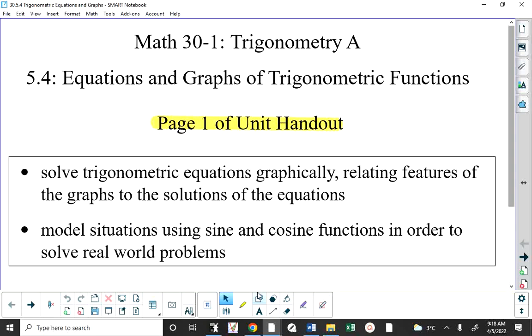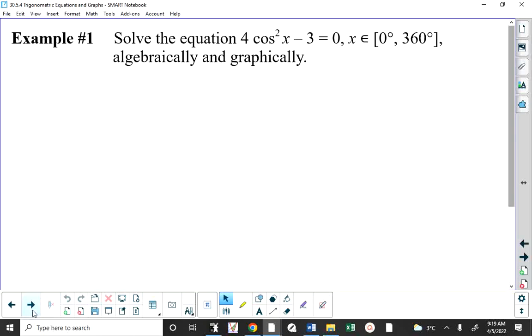Today what we're going to do is finish off chapter 5 by connecting equations of trigonometric expressions to graphs of trigonometric functions. So we're going to be looking at solving trigonometric equations graphically, and then we're also going to be applying sine and cosine functions to real-world applications. So to begin with, we're going to do a bit of a review. This is really almost from the previous unit.